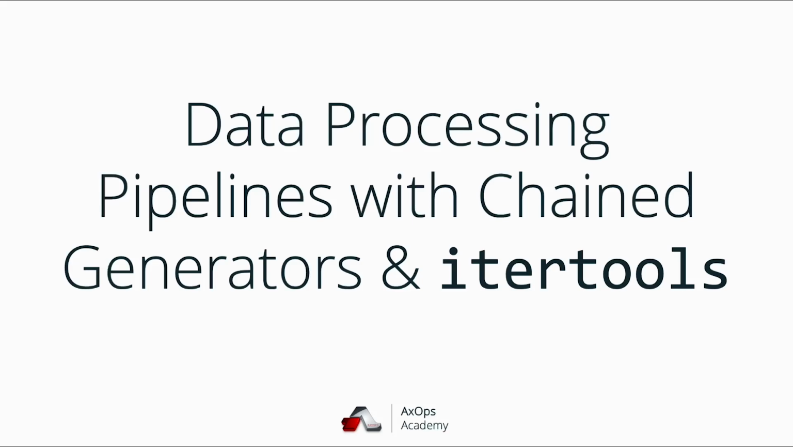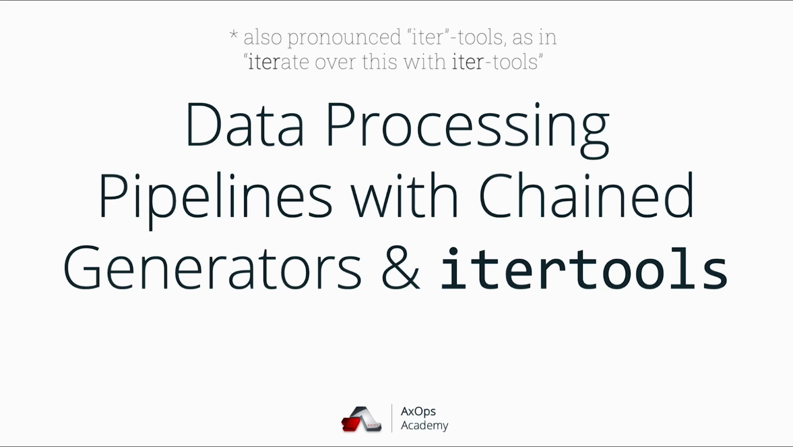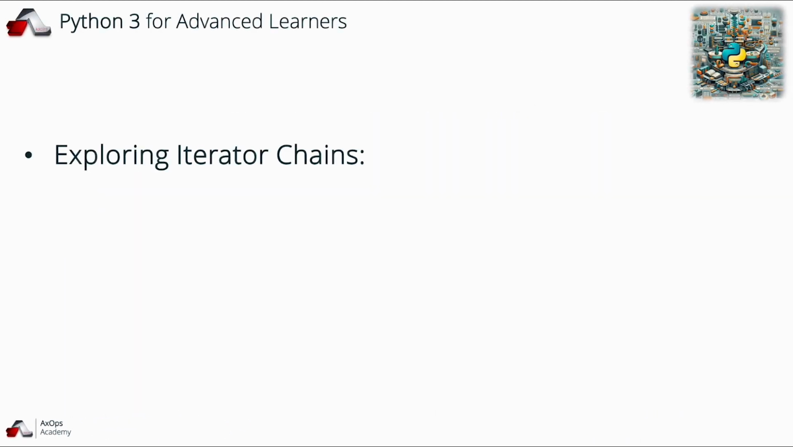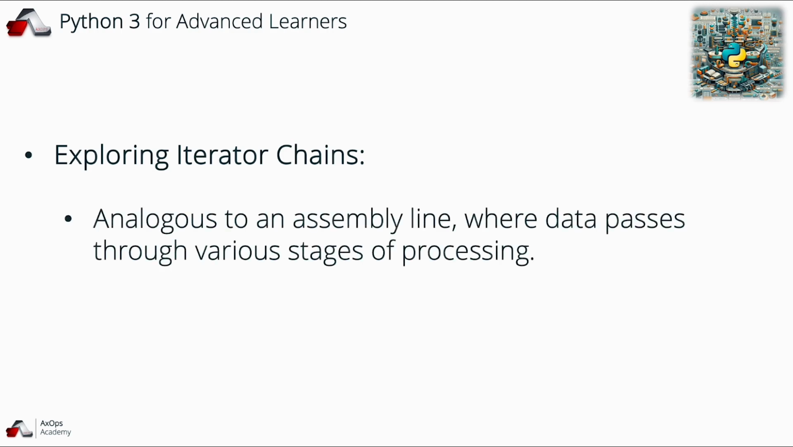In this lecture, we'll explore the concepts of data processing pipelines with chained generators, iterator chains, and learn about the itertools module and the various functions therein that we're going to be using as part of the hands-on sessions in this course. With respect to iterator chains, these chains are analogous to an assembly line where data passes through various stages of processing, one step at a time.